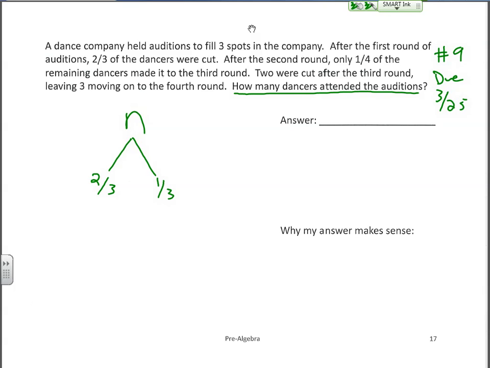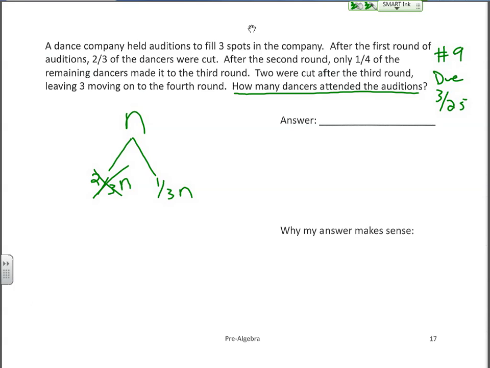Okay, and really, since we're talking about a group of dancers that we've labeled N, we should say this is 2/3 of N and 1/3 of N, right? If N is 9, 2/3 of N is 6, 1/3 of 9 is 3. That means that 6 were cut and 3 get to move on, right? So 2/3 of our whole. Since 2/3 were cut, we can eliminate them. They are out of it.